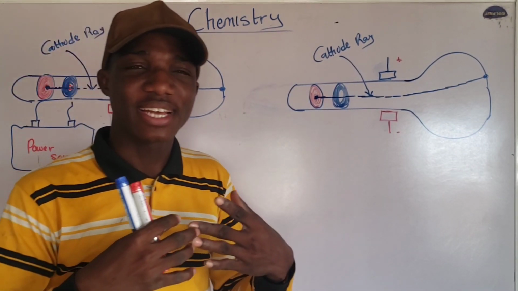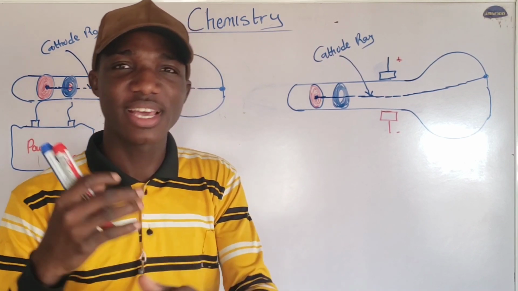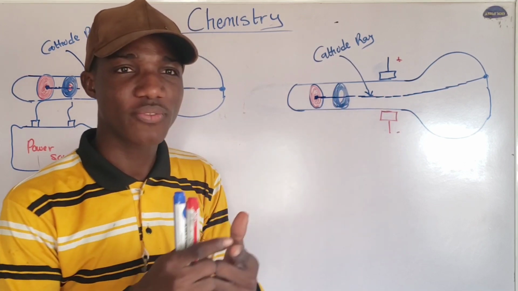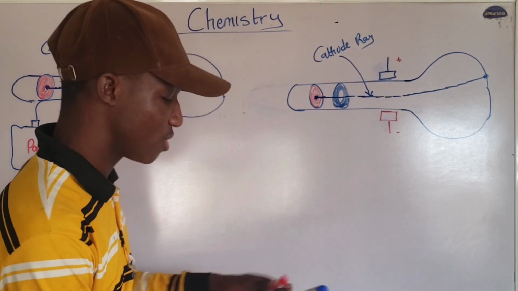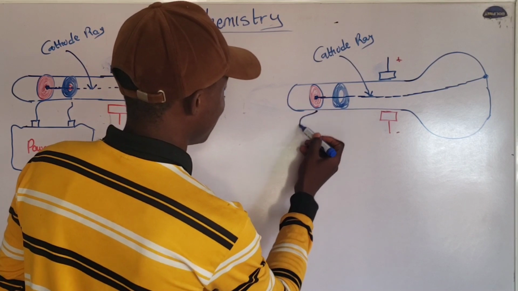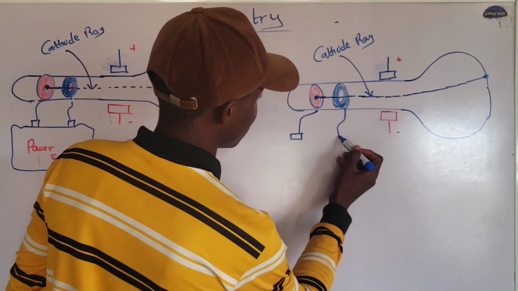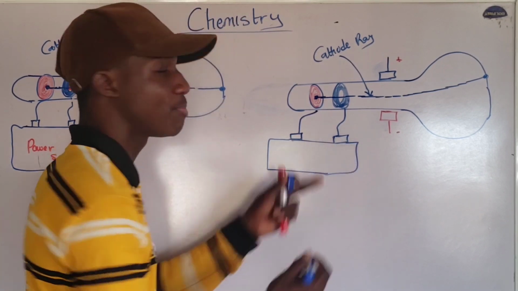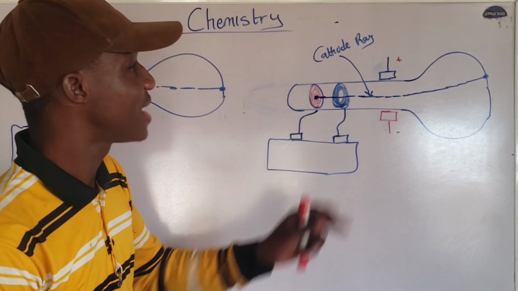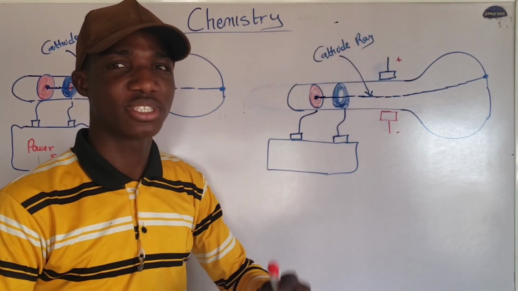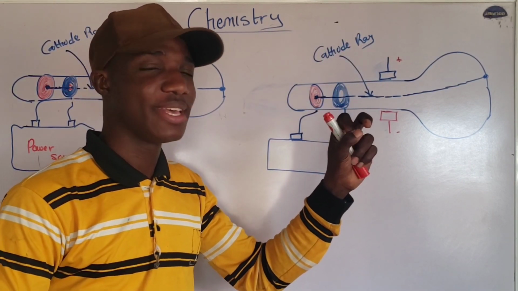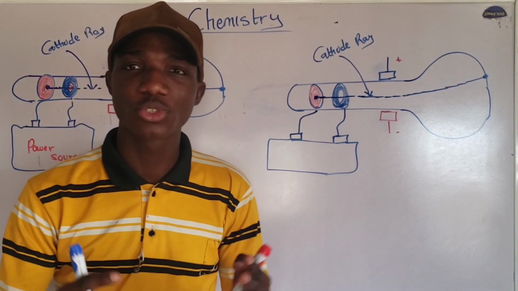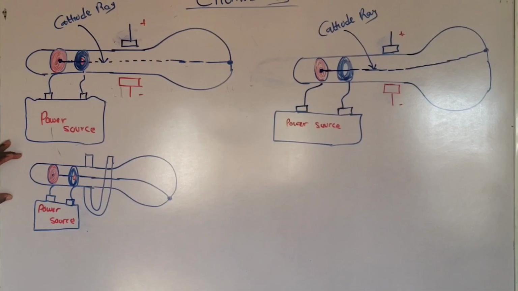But now, in an attempt to understand whether the rays are negatively or positively charged, he took two pieces of metal and put them there. Let me put the power source. So he discovered that when the power was turned on, the rays bend towards the positively charged plate, indicating that the particles the rays contain are negatively charged. But he wanted to be sure, so he proceeded to use a magnet.